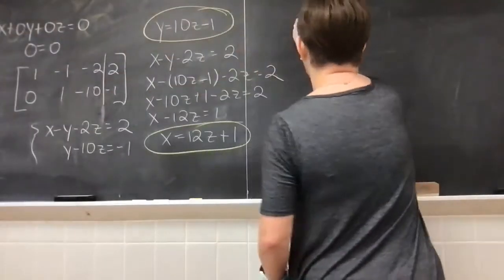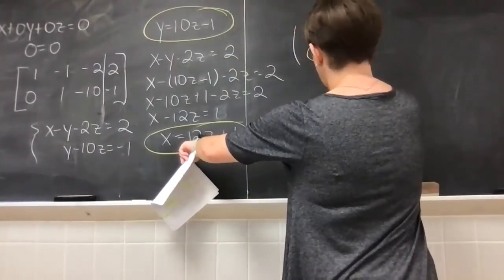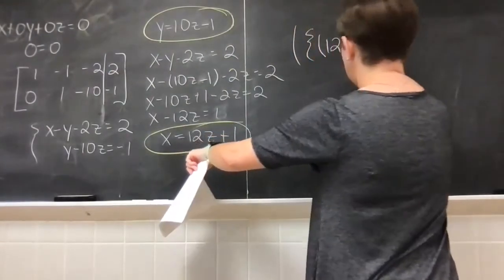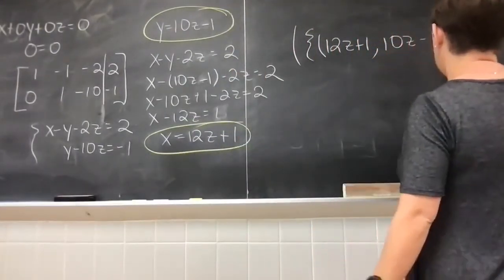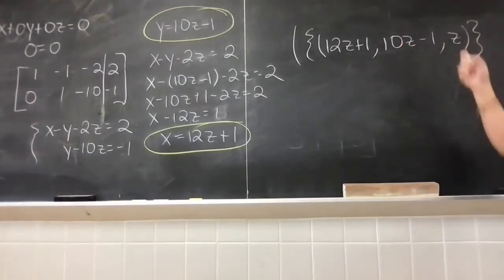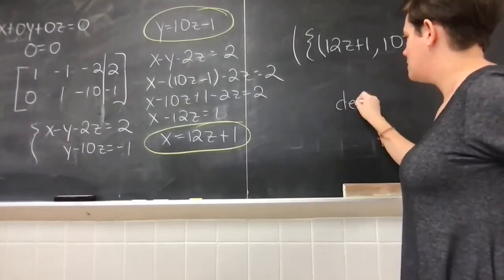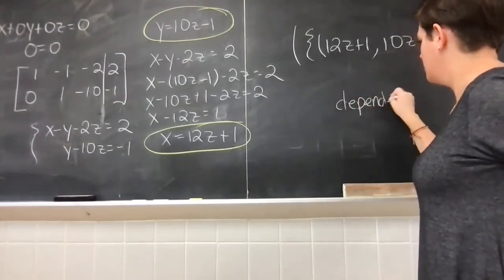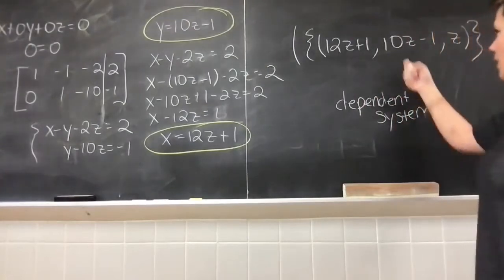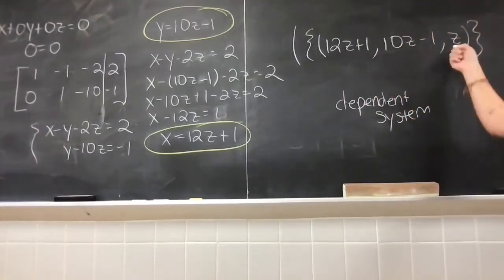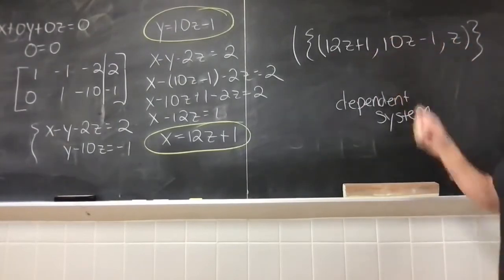So again, my x was 12z plus 1. My y was 10z minus 1, and then my z is just whatever my z is. We don't know because it's going to depend. This is a dependent system. Your x and your y values are very dependent upon what your z is. If we don't know what z is, then we don't know what x and y are.